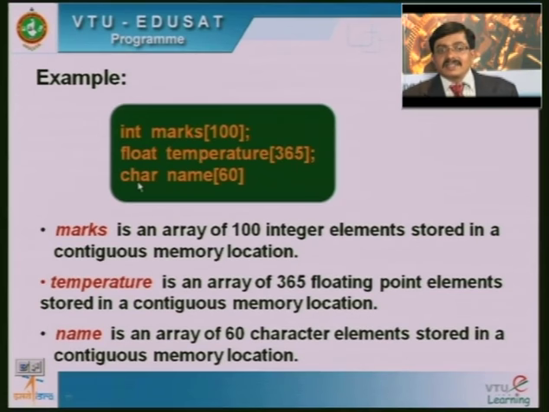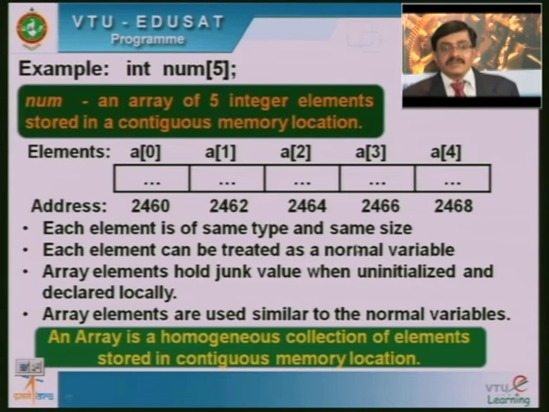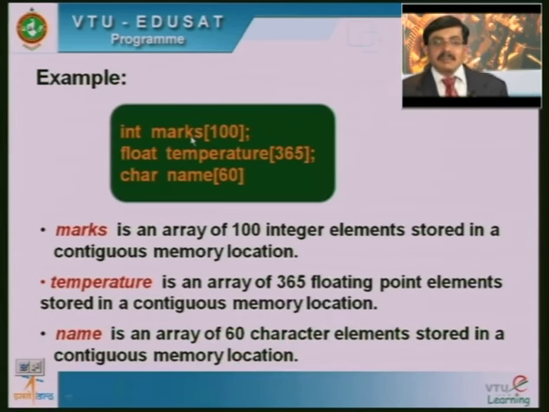And if you look at another declaration, the data type I am using is char, name is the name of the array, and 60 is the size of the array. Look back at the syntax of declaring an array. It must be the data type followed by at least a single space, then the array name, and within the square brackets I must specify the size of the array.